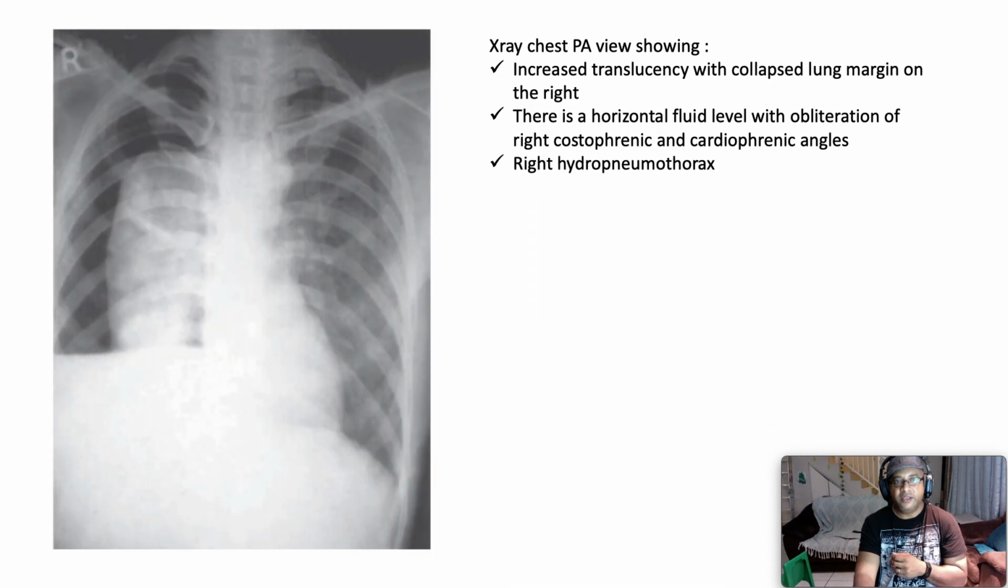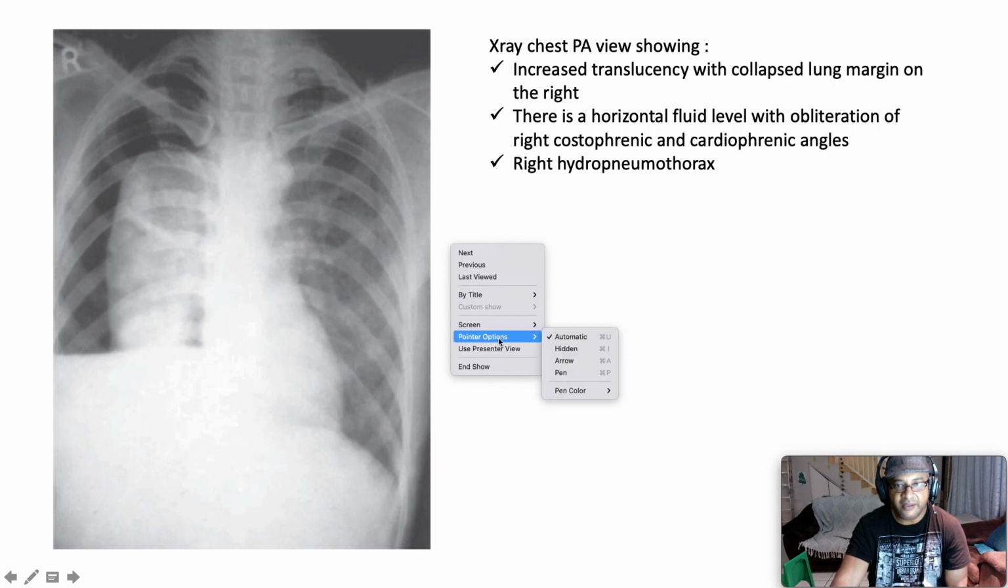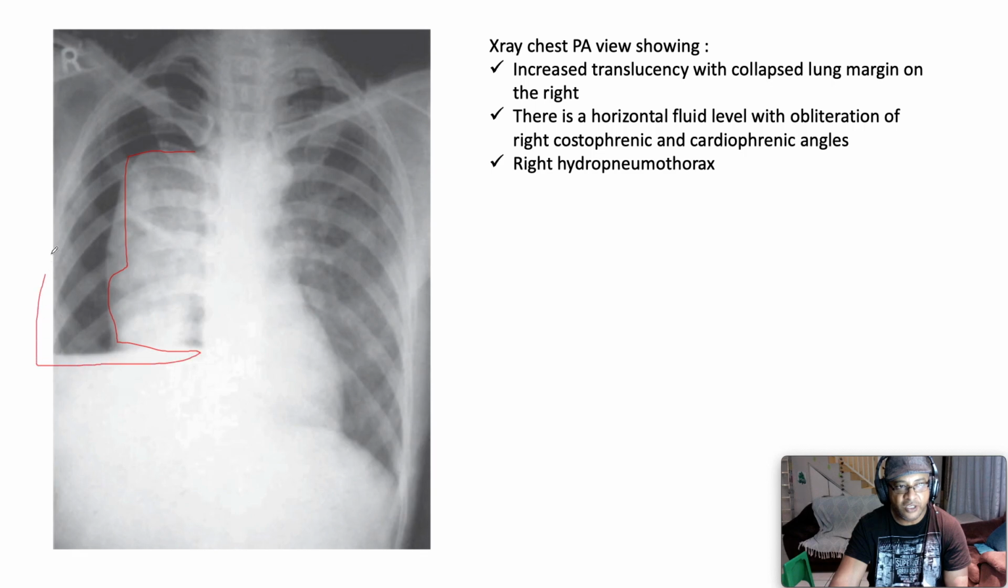Okay, so here's our beautiful picture. Here's the hydropneumothorax, and what we're going to see here, right? I'm sure we can all see the big old pneumothorax, but you also see an underlying pleural effusion, and that lung is collapsed, okay? So that's the right hydropneumothorax.